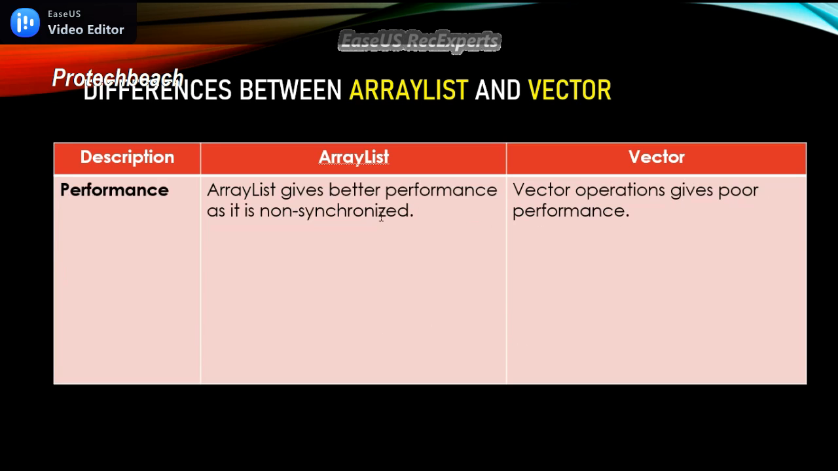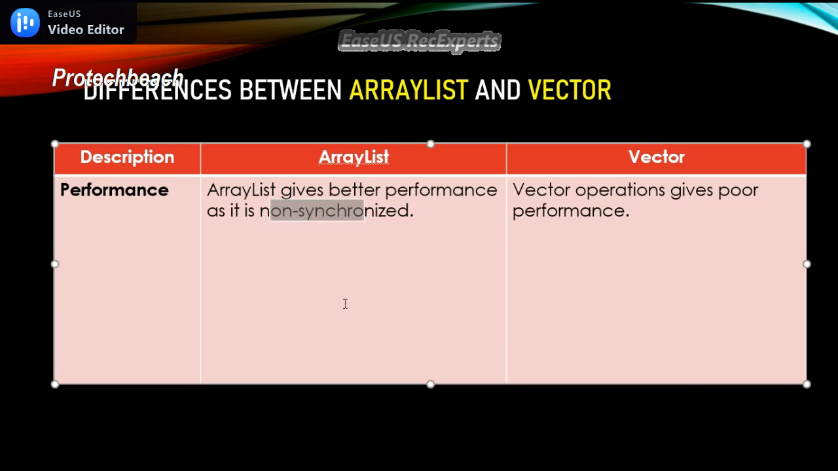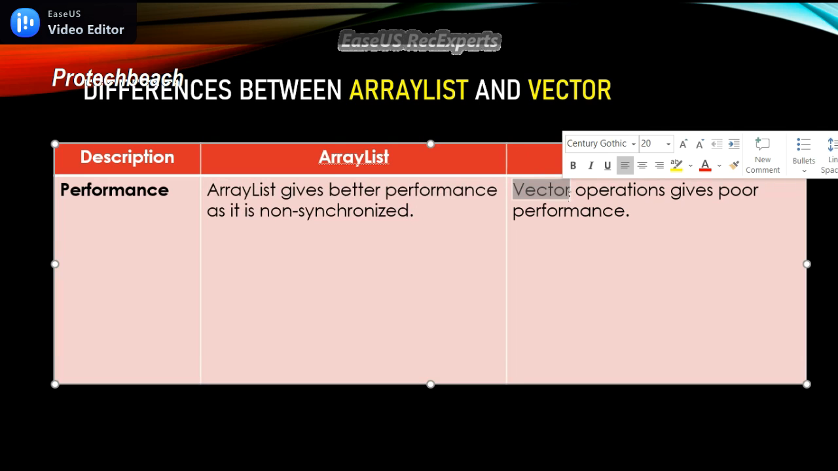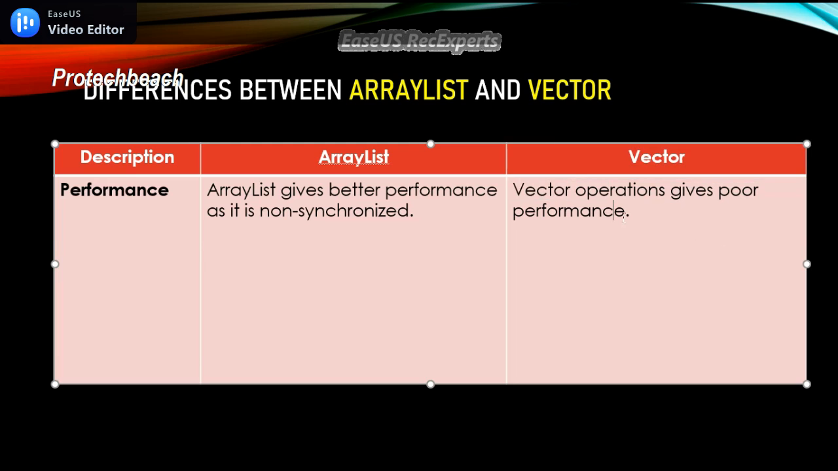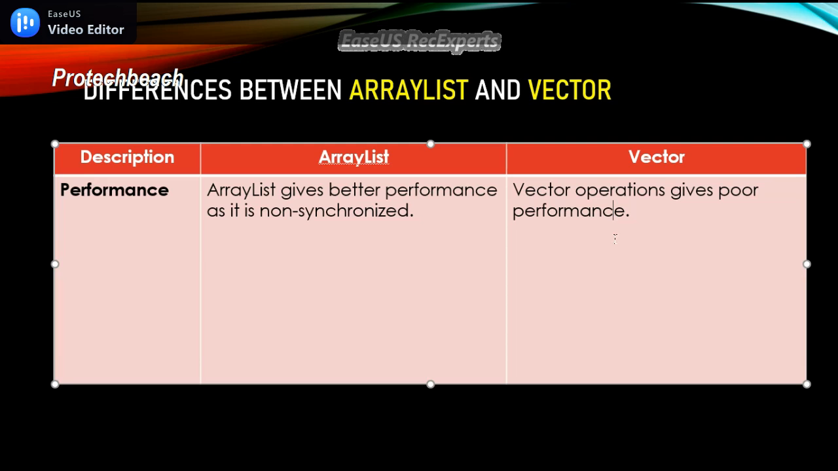As we saw, ArrayList is non-synchronized in nature, so we can say its performance will definitely be better compared to Vector, because multiple tasks can be done on a single object at the same time, so the ArrayList performance will be higher. But in case of Vector, each thread operates in a synchronized manner. So once one thread completes, the next thread should operate. That's why the Vector performance will be very slow.